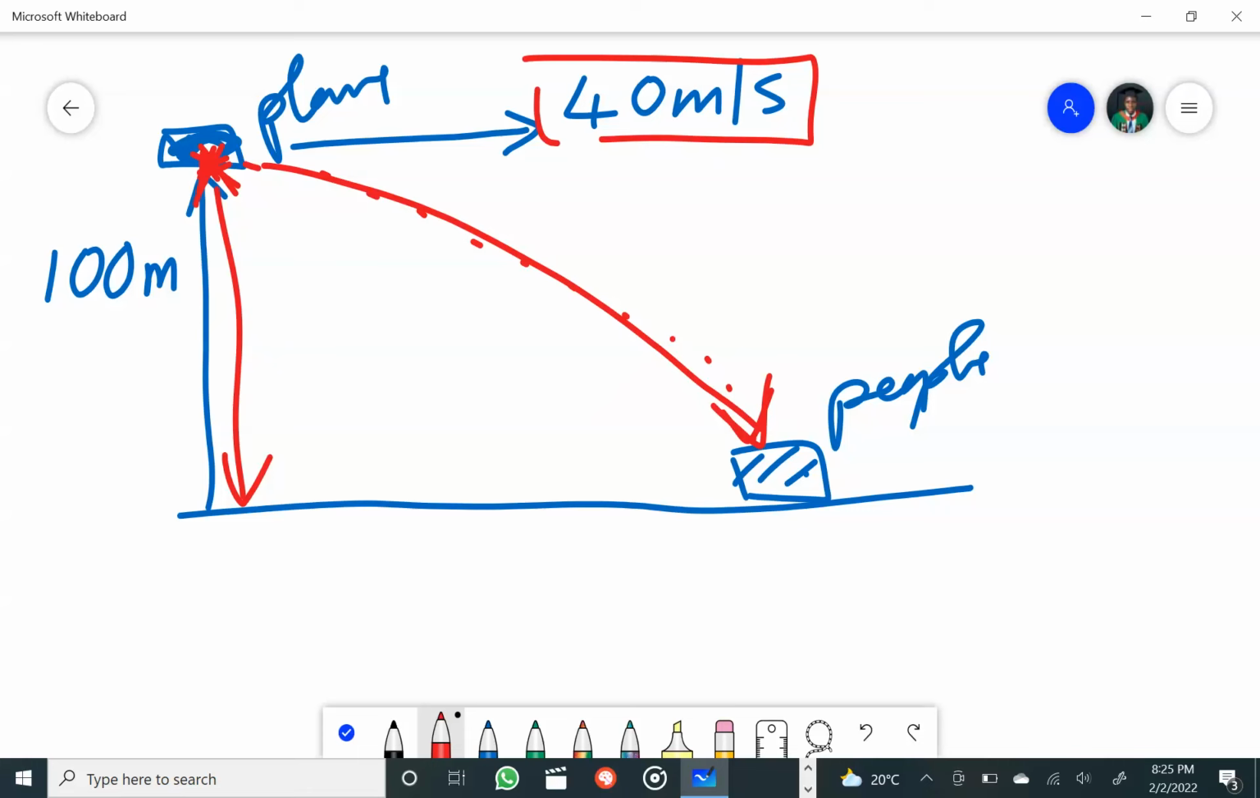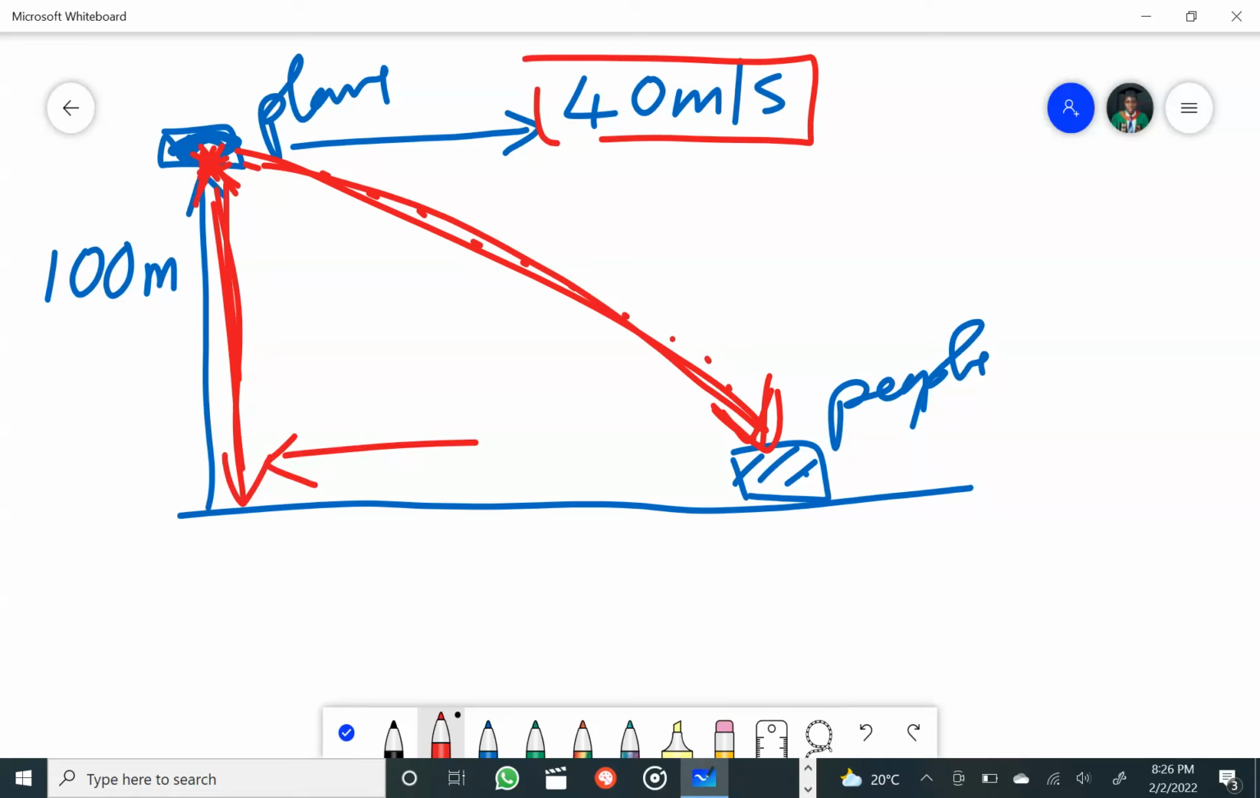Now, having discussed that, let's see how we can answer this. The first thing is that we are going to be interested in figuring out the y displacement. We want to first know how long it took this parcel to fall down. Because what the question is asking us is, where does the package strike the ground relative to the point at which it was released? So it was released at this point, but it fell somewhere at this point.